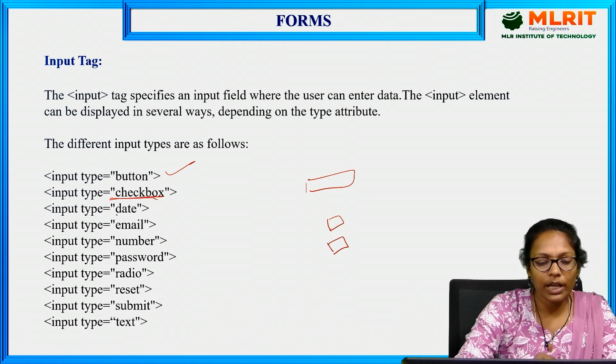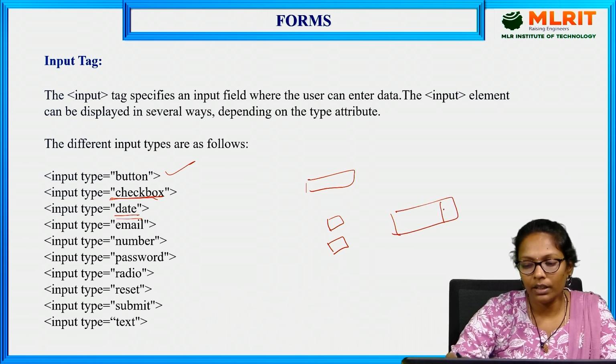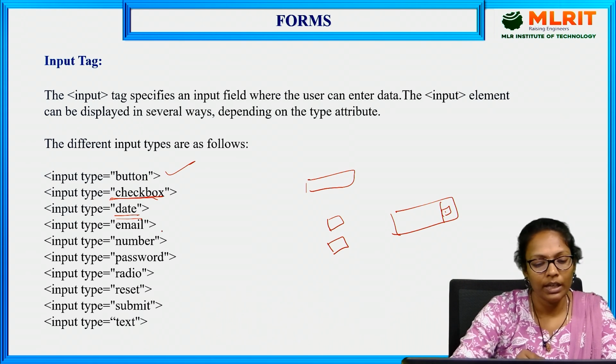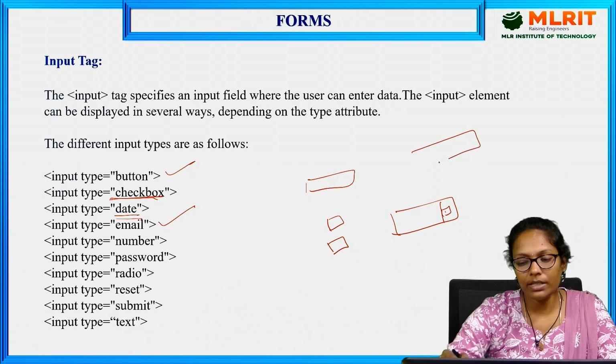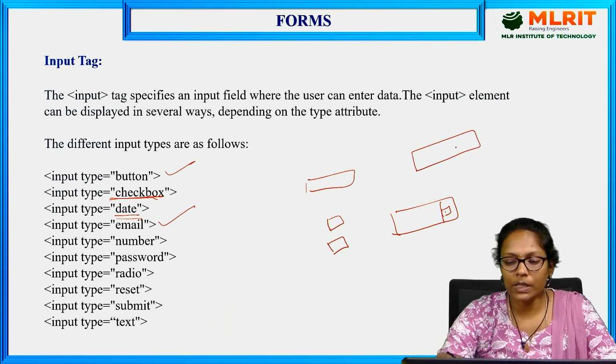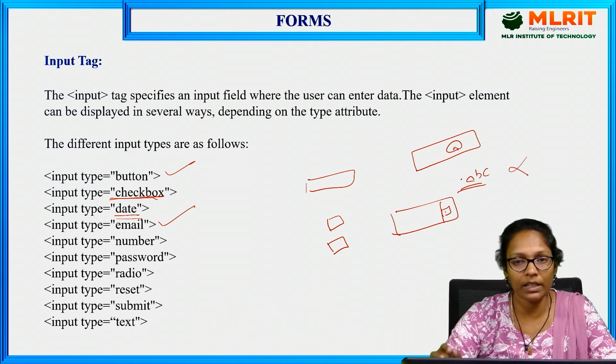And next, input type is equal to date. If I give the date, a calendar will be displayed. If I click on it, the current month calendar will open. Next, email. If I give input type is equal to email, it is the same as a text box, but it will expect an @ symbol in that text field. If I simply give ABC in that text field, it will not accept. Why? Because it is an email field, so @ is mandatory for that field.